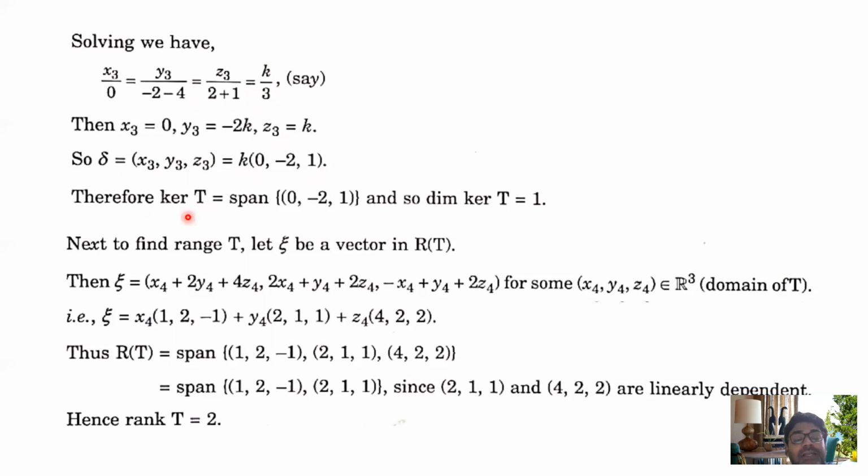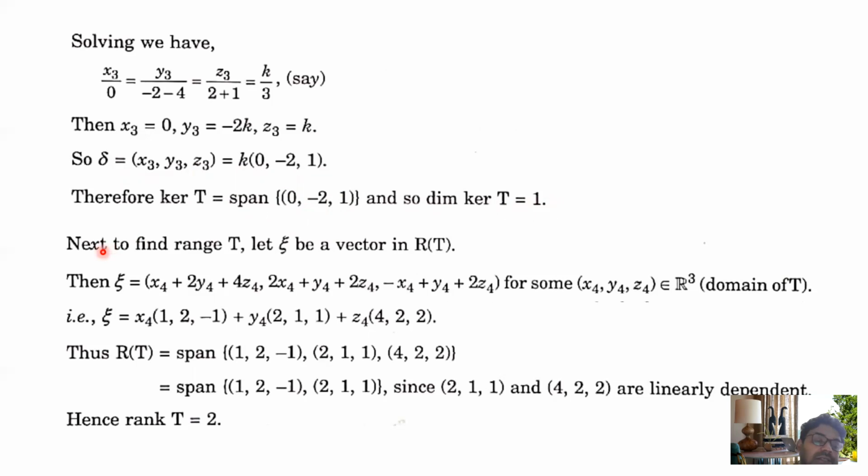So therefore, the kernel of T is equal to the span of this. For different values of k, what is delta? Delta is the arbitrary vector of the kernel of T. Correct. So from here it is clear that each and every vector of the kernel of T can be expanded with the help of this vector for different values of k. So therefore, the kernel of T is equal to the span of (0, minus 2, 1). So how many vectors do you have? Only one vector. So therefore, the dimension of the kernel of T is 1. Clear? So this is all about the calculation technique for the kernel of T.